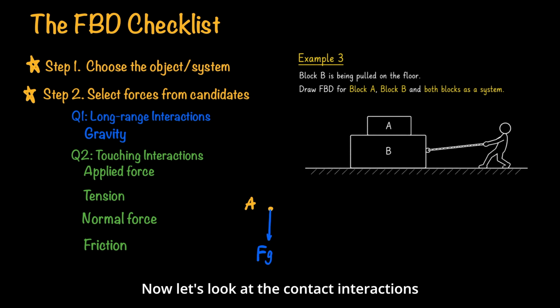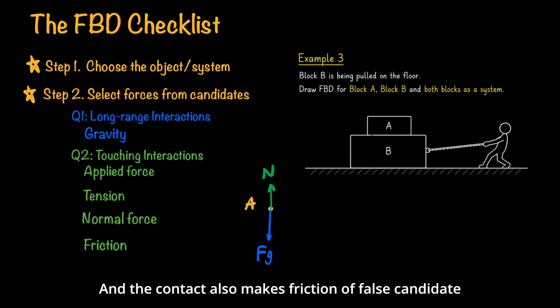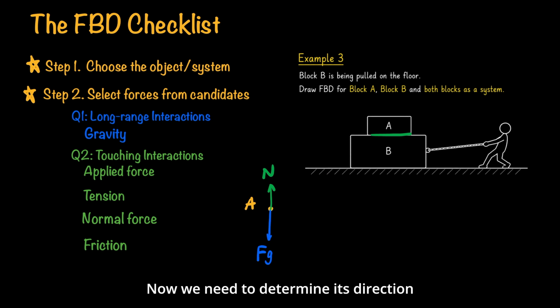Now let's look at the contact interactions. What's touching block A? The block underneath it. The lower block is supporting block A, so I'll draw the normal force. And the contact also makes friction a force candidate. Now we need to determine its direction. Which way should the friction force point? This is where many students get confused.